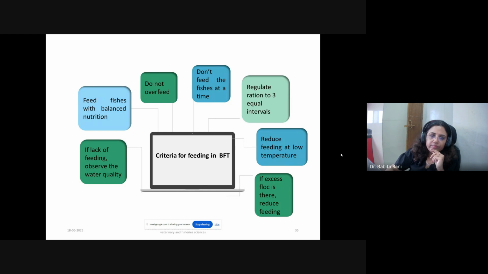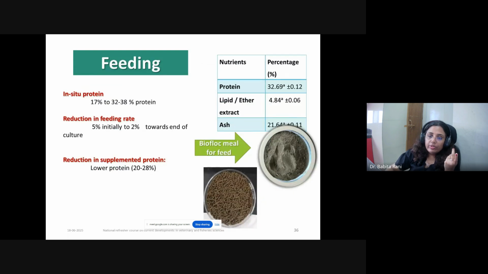So when we do the BFT, there are important things. If there is any floc excess, you have to reduce feeding. If any low temperature is there, reduce feeding. Regulate the ration into 3 intervals, and don't overfeed. Don't feed the fish all at a time. Feed fishes with balanced nutrition; only pellet feed is available, except for sinking feed, where we have no other option. Lack of feeding, observe the water quality. So these are some of them.